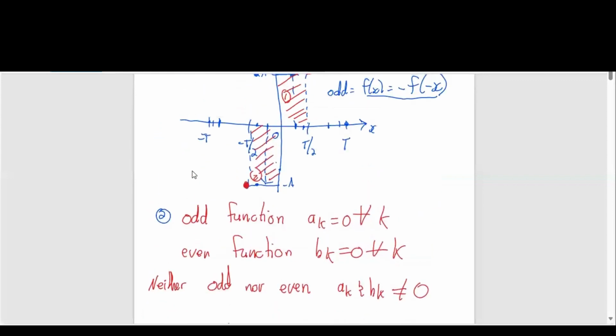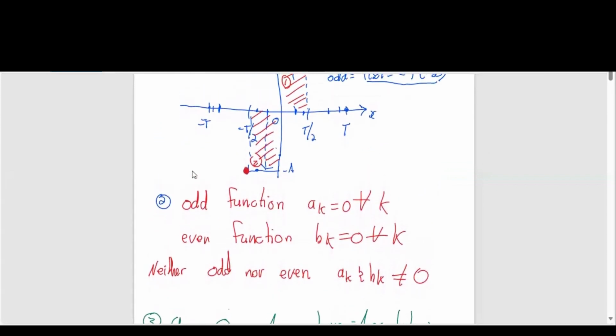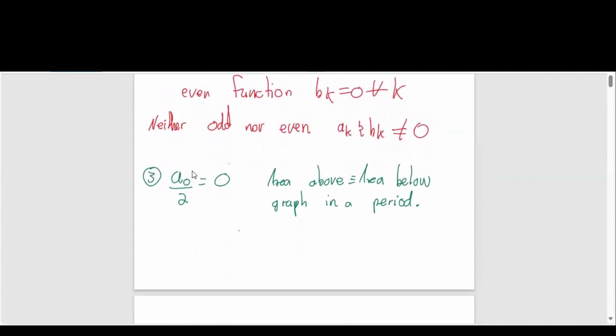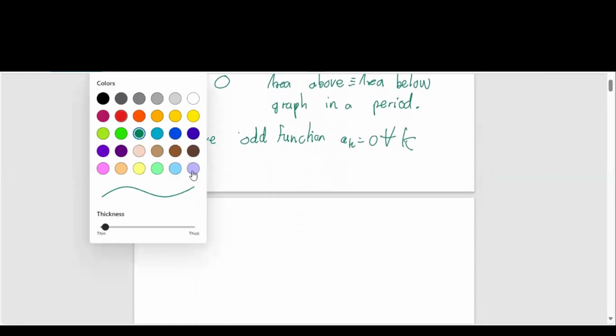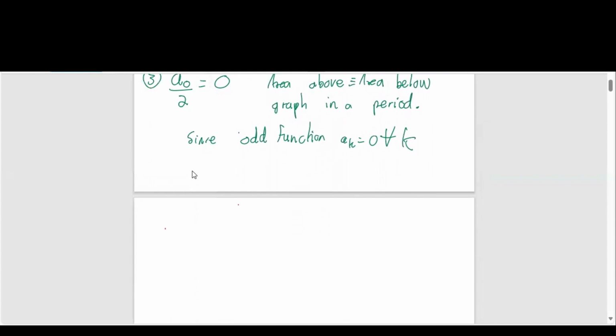Secondly, since the function is odd, AK is 0. So we just write: since odd function, AK is 0 for all k. That's marked. So the only thing we have to do in this question now is calculate BK. All right, if you didn't know, that's right here. We have an equation for A naught on 2, an equation for AK, and an equation for BK.